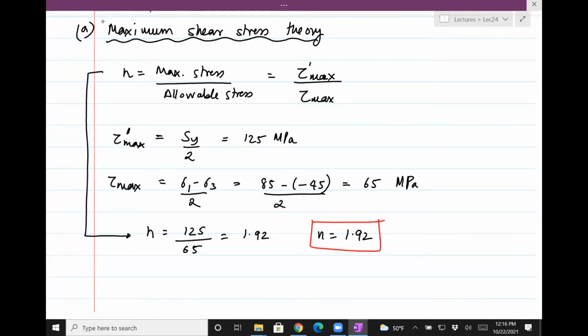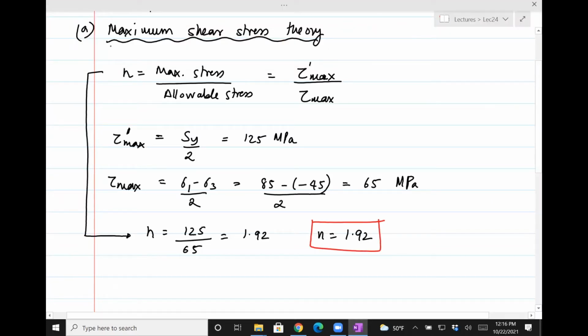That tau prime max is always Sy divided by 2. It's like this: if you have the specimen, you load it with a stress, and eventually it fails. The failure occurs at 45 degrees. What is important is that the stress at 45 degrees is Sy divided by 2. That's why we use it.